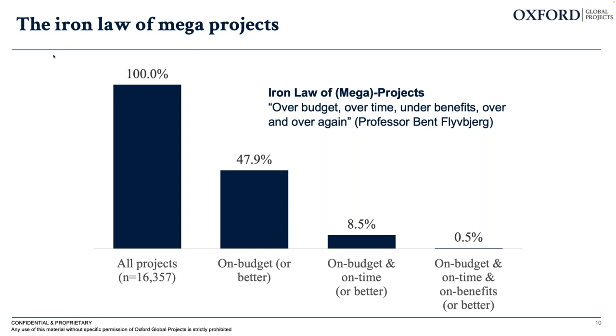So as a snapshot, just looking across all industries that we have in our database, the N value, the number of projects, was just over 16,000 projects. So that's your 100%. Of those, less than half come in on budget or better. Less than 10% come in on budget and on time or better. And only 0.5% of these projects come in on budget, on time, and on benefits or better.